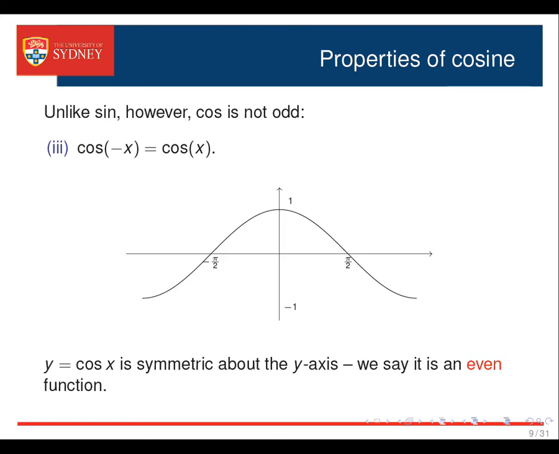We saw that sine was an odd function. This is no longer true for cos. The cos function satisfies the property that cos of negative x is equal to cos x. That is, the value at x and minus x are the same for any point on the x-axis, as we can see in this diagram here. This means that the graph of cos is symmetric about the y-axis. We could take the graph and flip it around, and it would look the same. Functions with this property are called even.